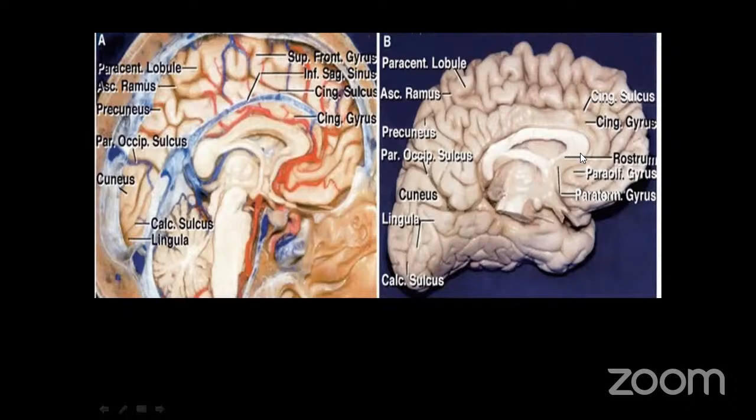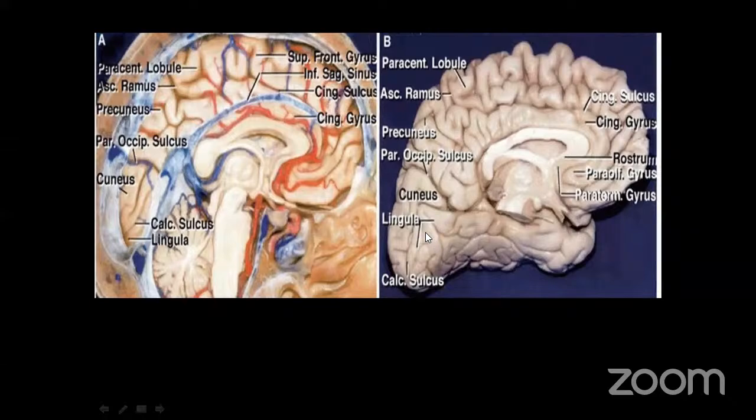The second layer is the layer of the cingulate gyrus that wraps around the corpus callosum. And the third layer is the layer of the cerebral cortex, that is the superior frontal gyrus. Anteriorly, behind it we have got the central lobule that is known as the paracentral lobule. And posterior to that, we have got the precuneus and then the cuneus portion.